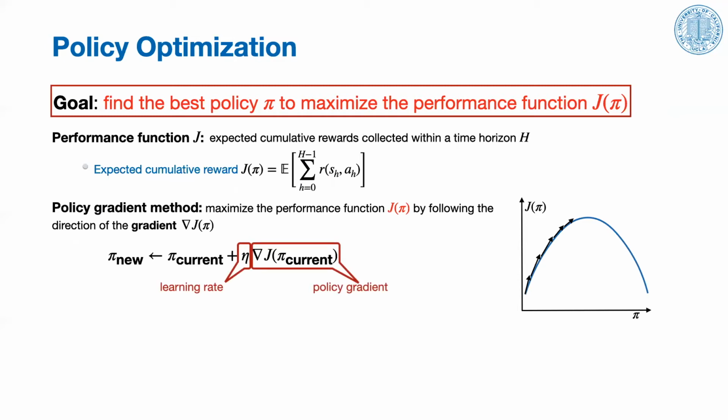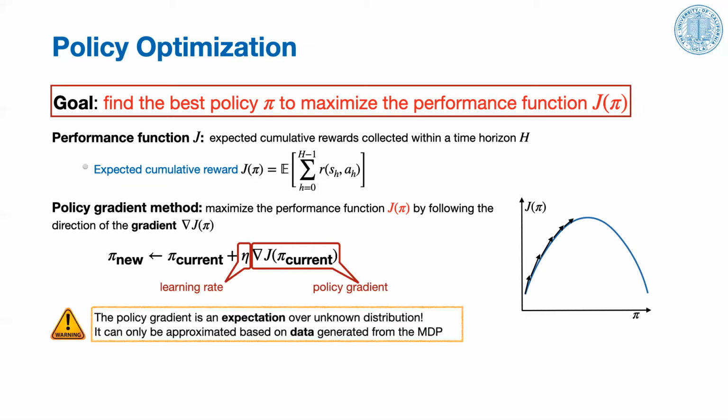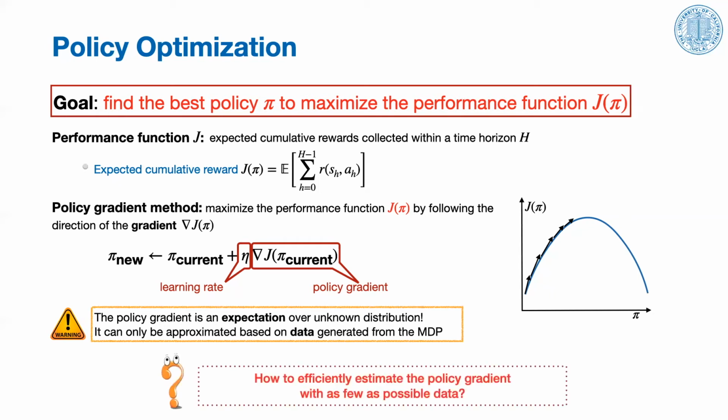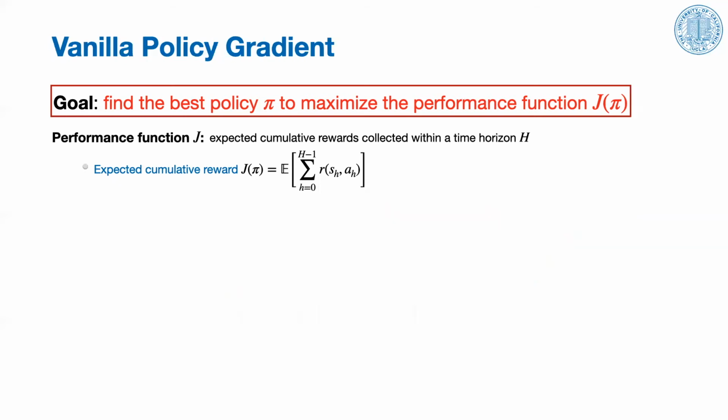However, it is impossible for us to directly use this update equation in practice because the performance function is defined as an expectation over an unknown distribution that depends on the unknown environment. Therefore, we can only use a gradient estimator calculated based on empirical data. But in real life, it is often expensive to generate new data during the learning process. Then a natural question is, how can we efficiently estimate the policy gradient?